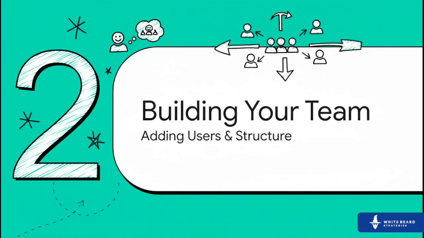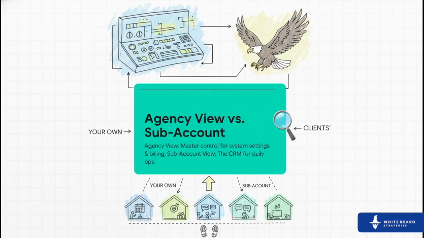All right, so your digital address is claimed. Your sign is on the door. What's the next logical step? Well, it's time to invite your team inside. Okay, pause for a second. Before we add a single person, you have to understand this difference. It's so important. Think of the agency view as the manager's office. It's the high-level control panel for everything. The sub-account view, that's the main work floor. It's the CRM where all the day-to-day action happens.